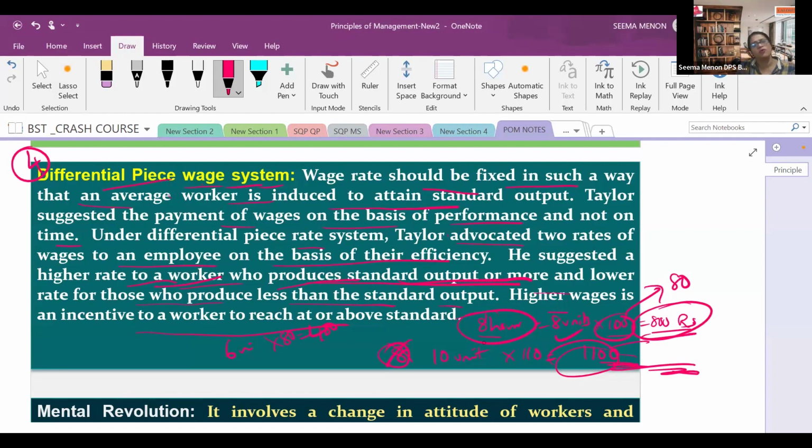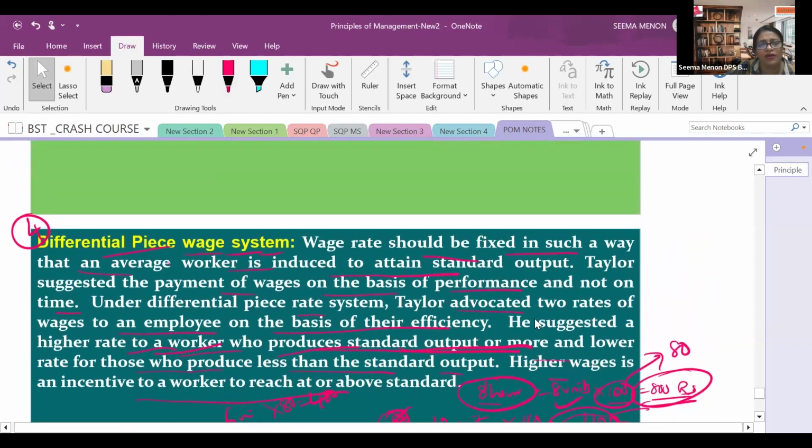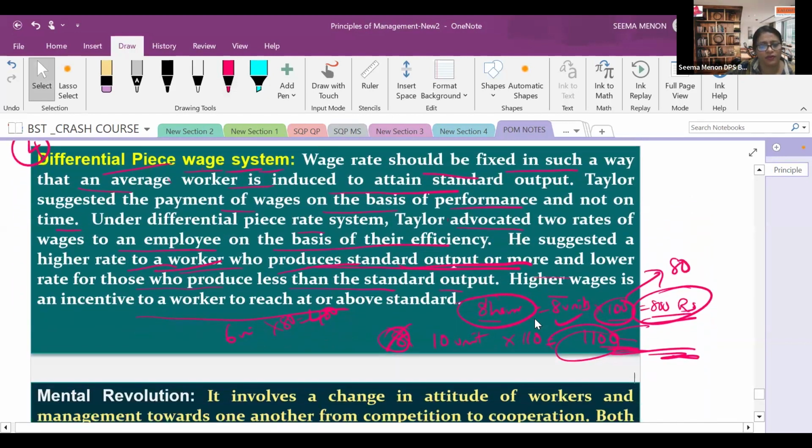There will be a standard manufacturing process or unit. Above that standard output, they will be getting a higher rate, and for less than the standard output, they will be getting less than the standard rate. I hope you are clear with this. That is the 4th one. Let's move into the 5th one.